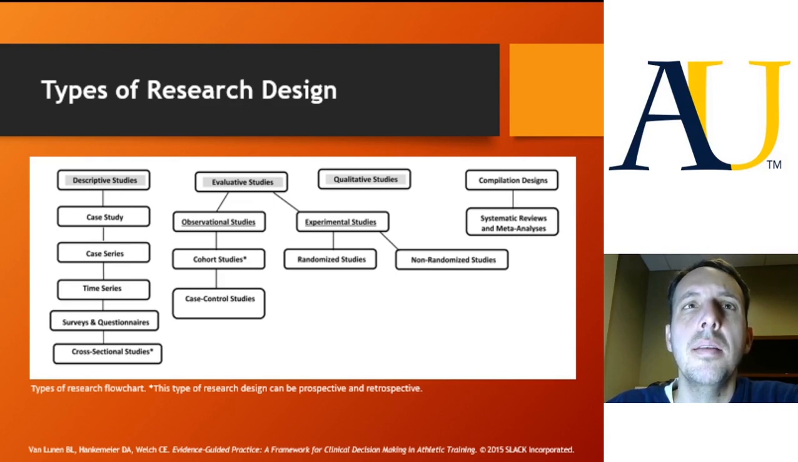But the two main types of research design that you see most often in the sports medicine athletic training fields are descriptive studies and evaluative studies, and you can see each one of them listed there with their subtypes, and we'll go through each of the subtypes and describe what makes each of those subtypes.